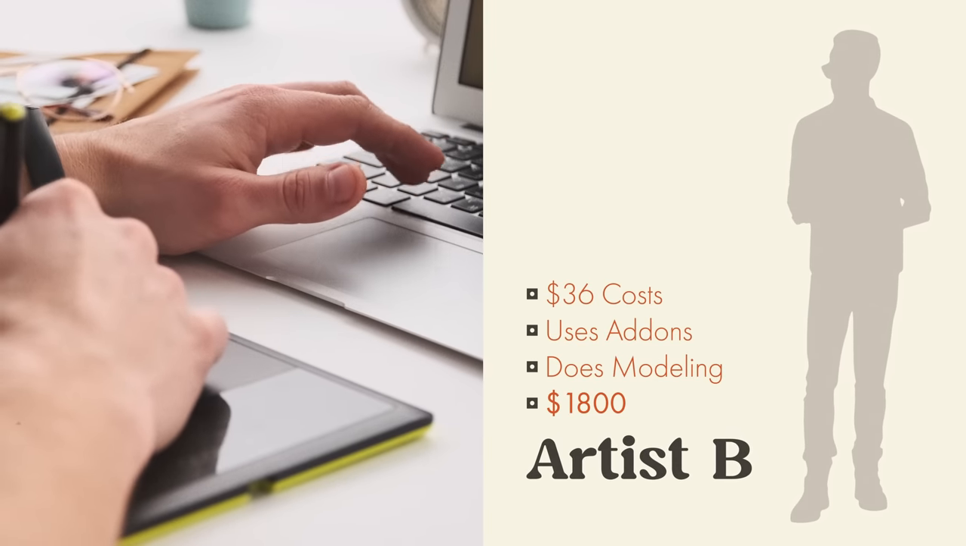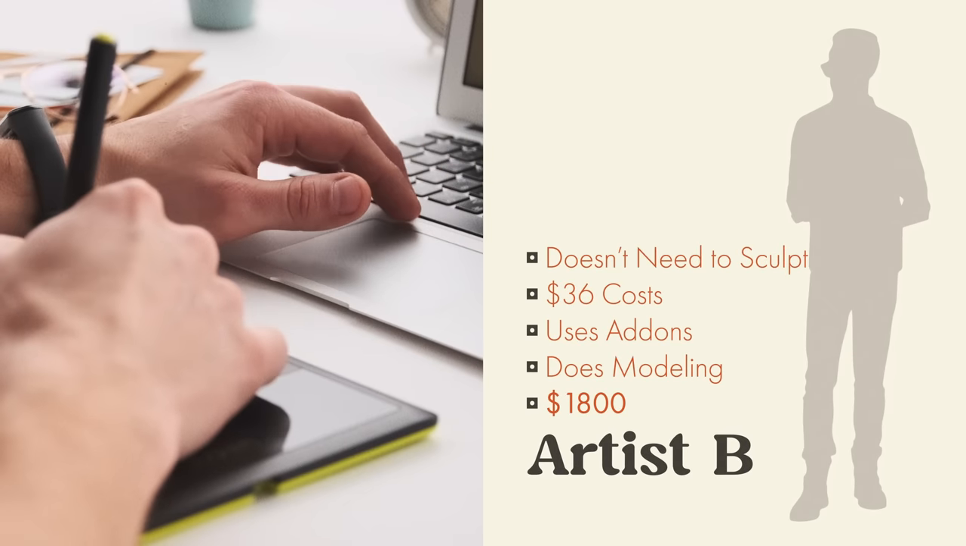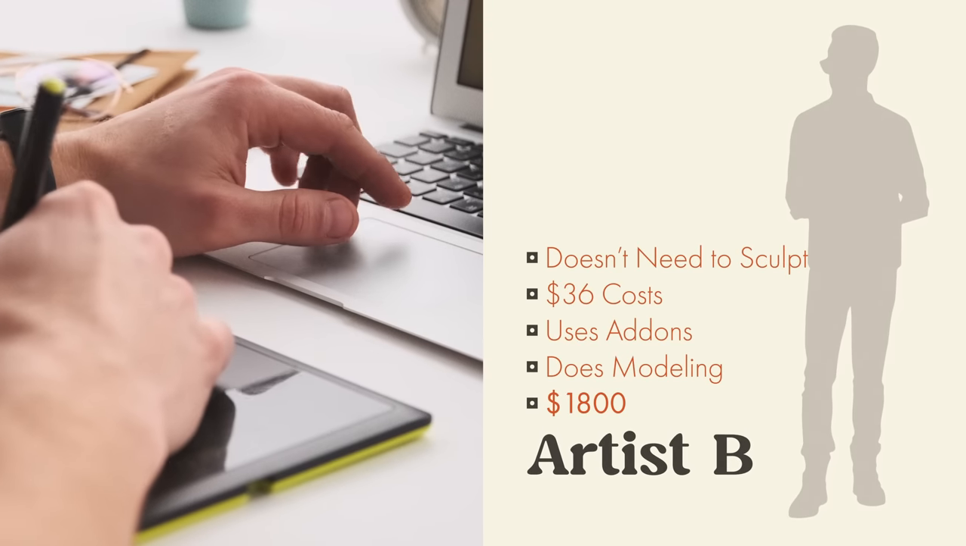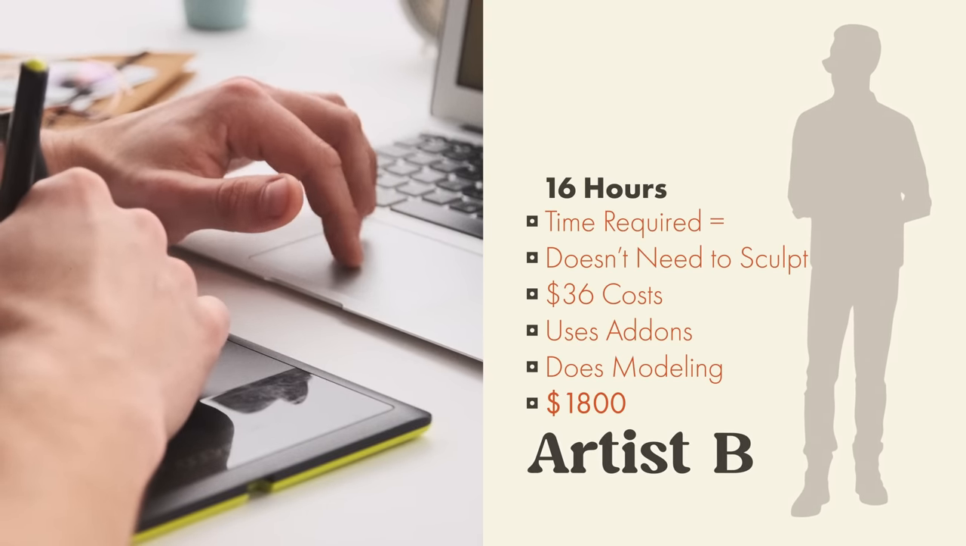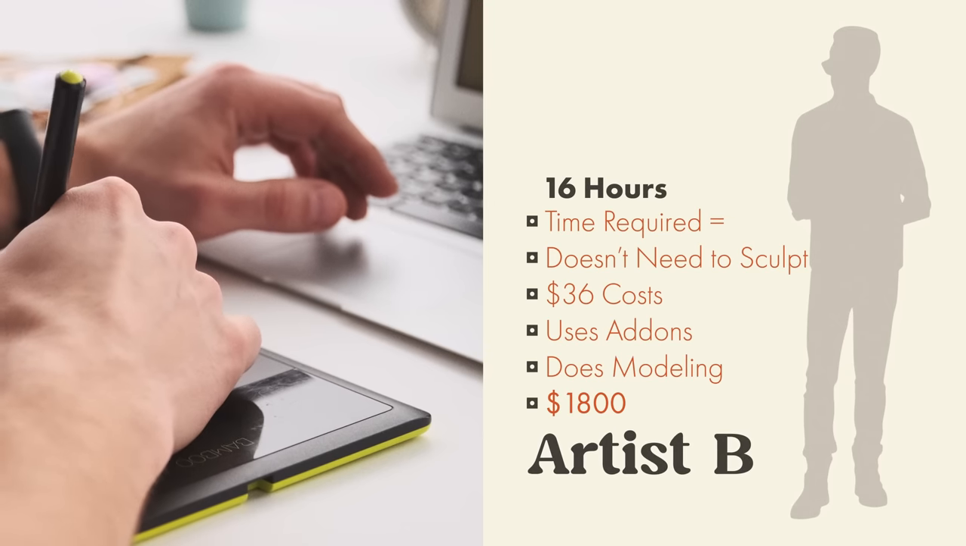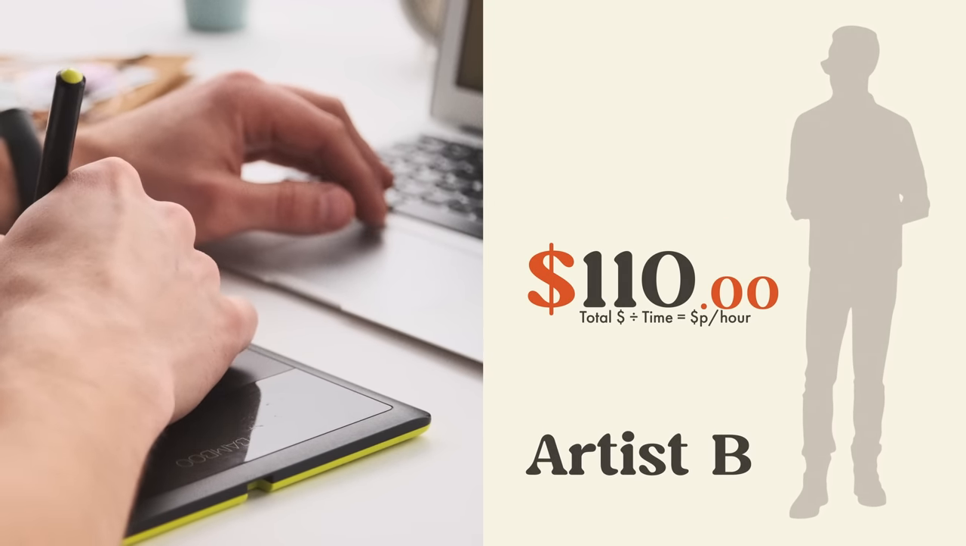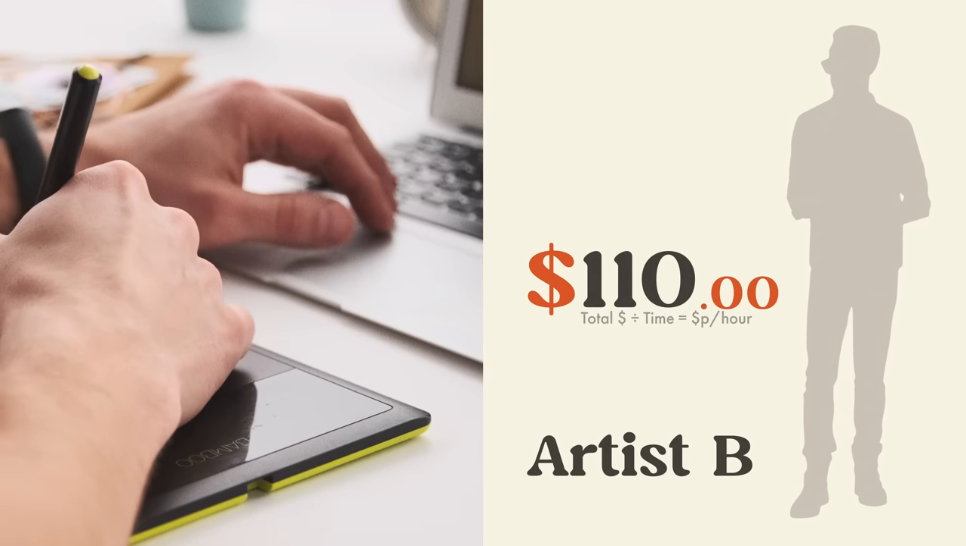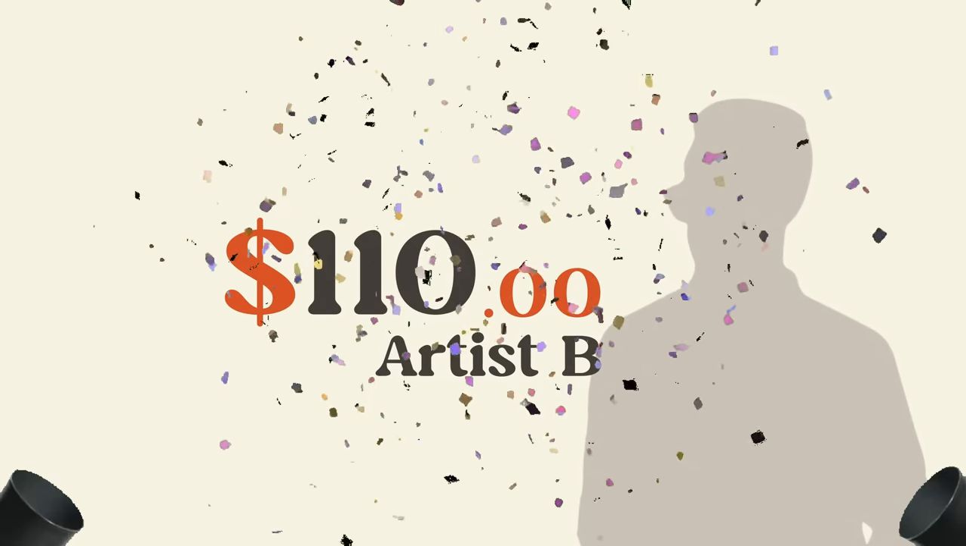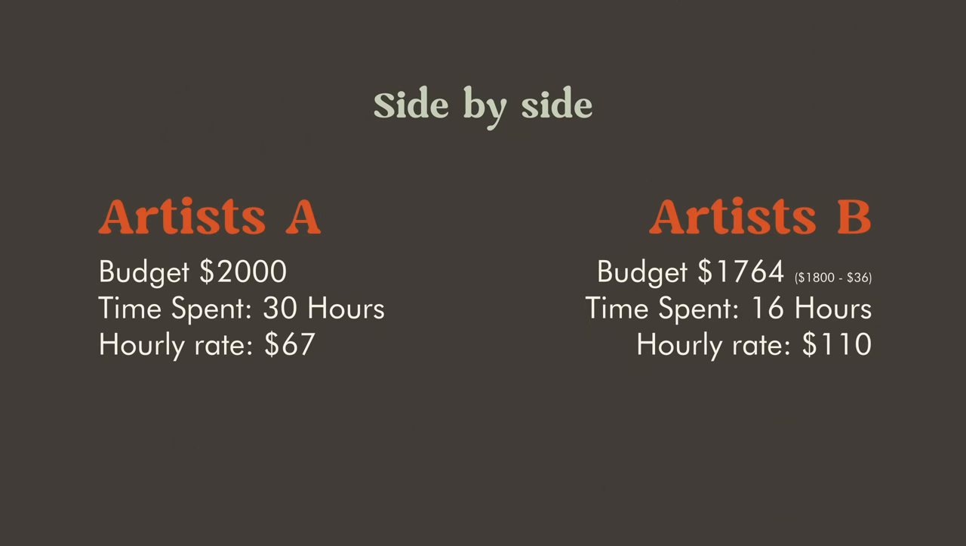However, since sculpting takes a lot of time and they don't have to sculpt anymore, they are able to finish this project in around 16 hours. This means their calculated hourly rate is around $110, even with the initial budget being 10% lower than artist A's budget and the $36 already deducted from the total price. So you see, time is money.